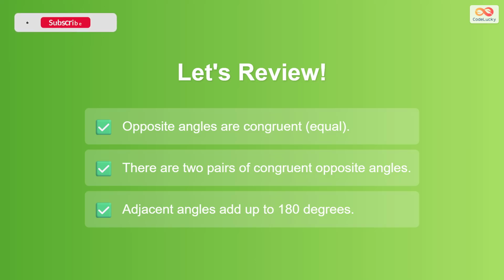So let's quickly summarize what we have learned. First, opposite angles in a parallelogram are always congruent or equal. Second, every parallelogram has two pairs of these congruent opposite angles. And third, angles that are adjacent or next to each other always add up to 180 degrees.